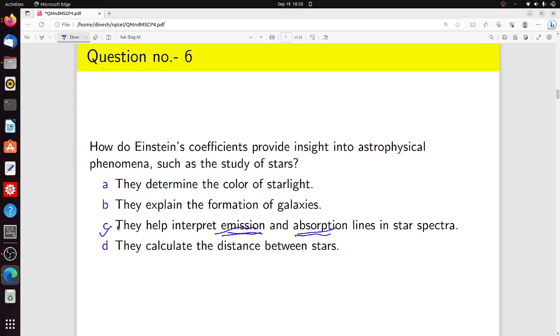Explaining the formation of galaxies, I don't think the Einstein coefficient is used. That is a dynamical process. Here, the interpretation of emission lines and absorption lines is the primary aim of the Einstein coefficient, right? By observing the cosmos, we are always bombarded with cosmic radiation, right? From distant stars and galaxies we are getting light. By studying this light we can find the emission lines and absorption lines, and from that we can determine the star's composition.